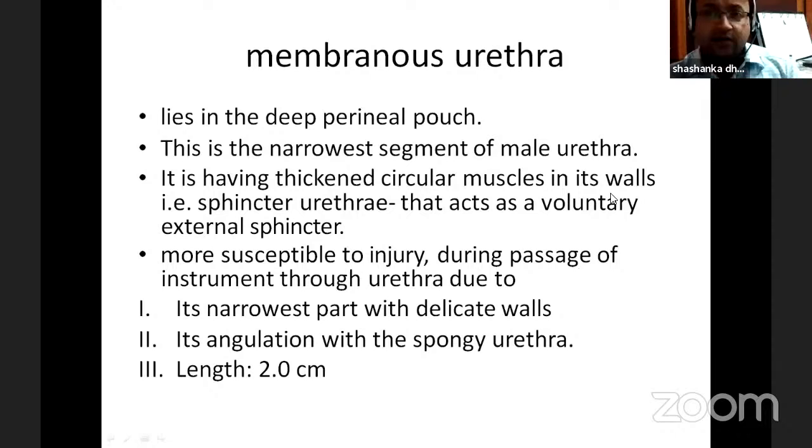This is the narrowest segment of the male urethra, and there are thickened circular muscles in its walls which form the external sphincter. It is most susceptible to injury during the passage of an instrument or a catheter because it has delicate walls. It is the narrowest, and there's an angulation there.